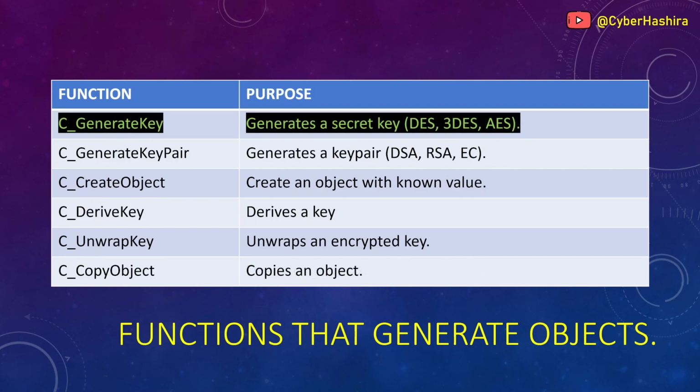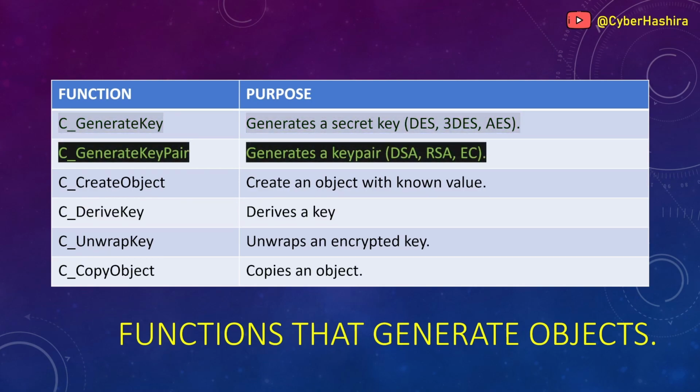C_GenerateKey generates a secret key such as AES or ECDSA and returns an object handle upon its successful execution. C_GenerateKeyPair generates an asymmetric key such as RSA or DSA and returns an object handle for a private key and a public key.